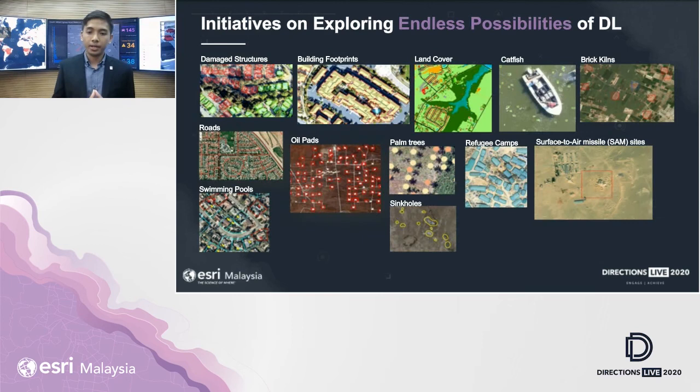These are some of the initiatives on how we can explore the endless possibilities of deep learning. For example, over here, we can detect building footprints. Certain organizations are interested in building footprints, and certain organizations would like to embed certain information, like damaged structures from an earthquake or a flood event, into that building footprint. So this can also be used as a classification tool within the deep learning workflow.